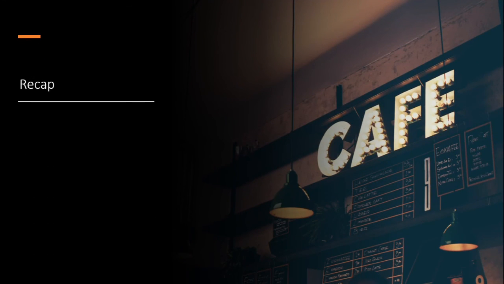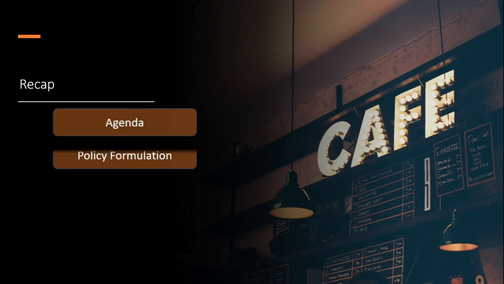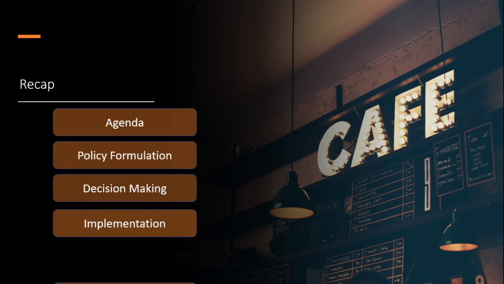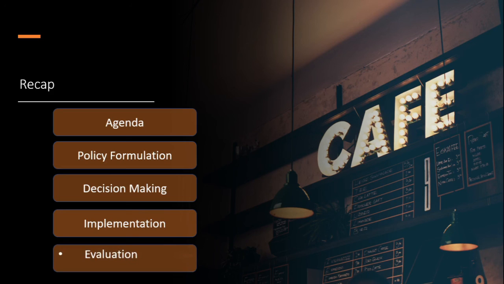Now, to recap, we talked about the policy making process. And in the process, we talked about agenda setting, policy formulation, decision making, policy implementation, and policy evaluation. Now, in our subsequent lessons, we are going to talk about these stages separately and thoroughly. This is the end of today's lesson.